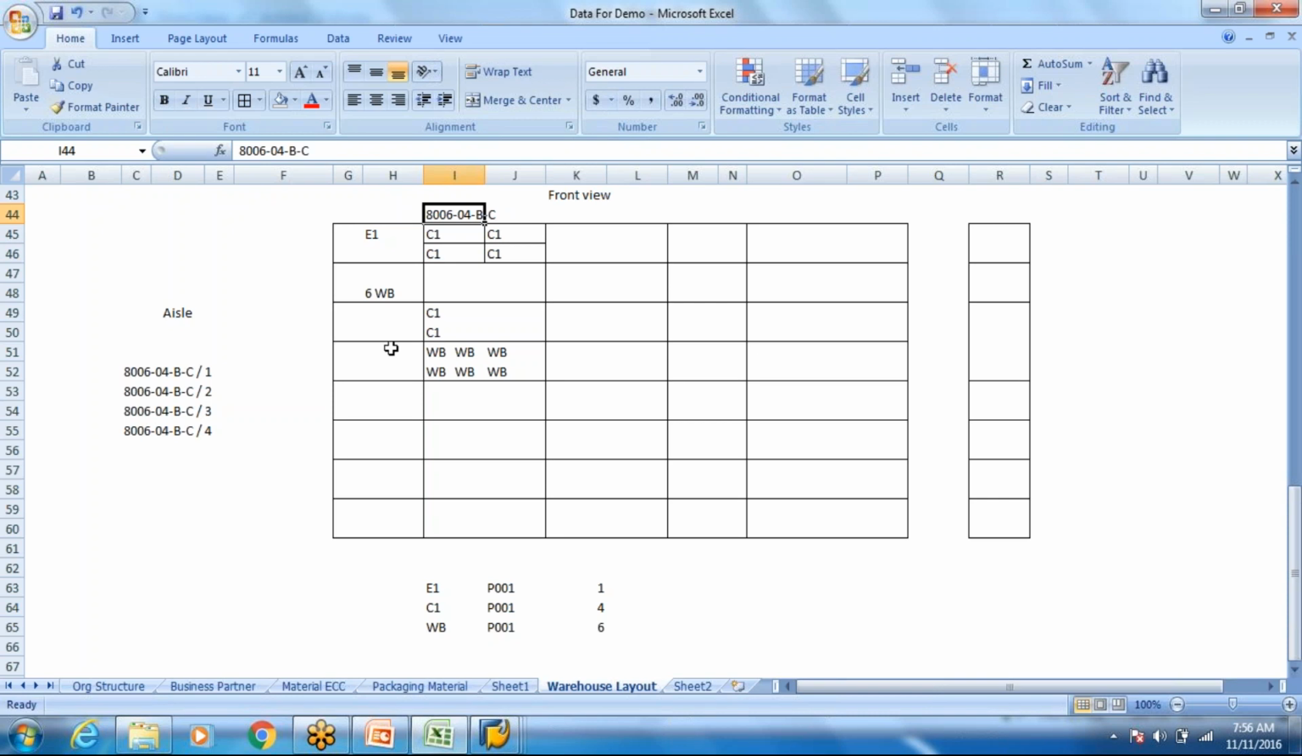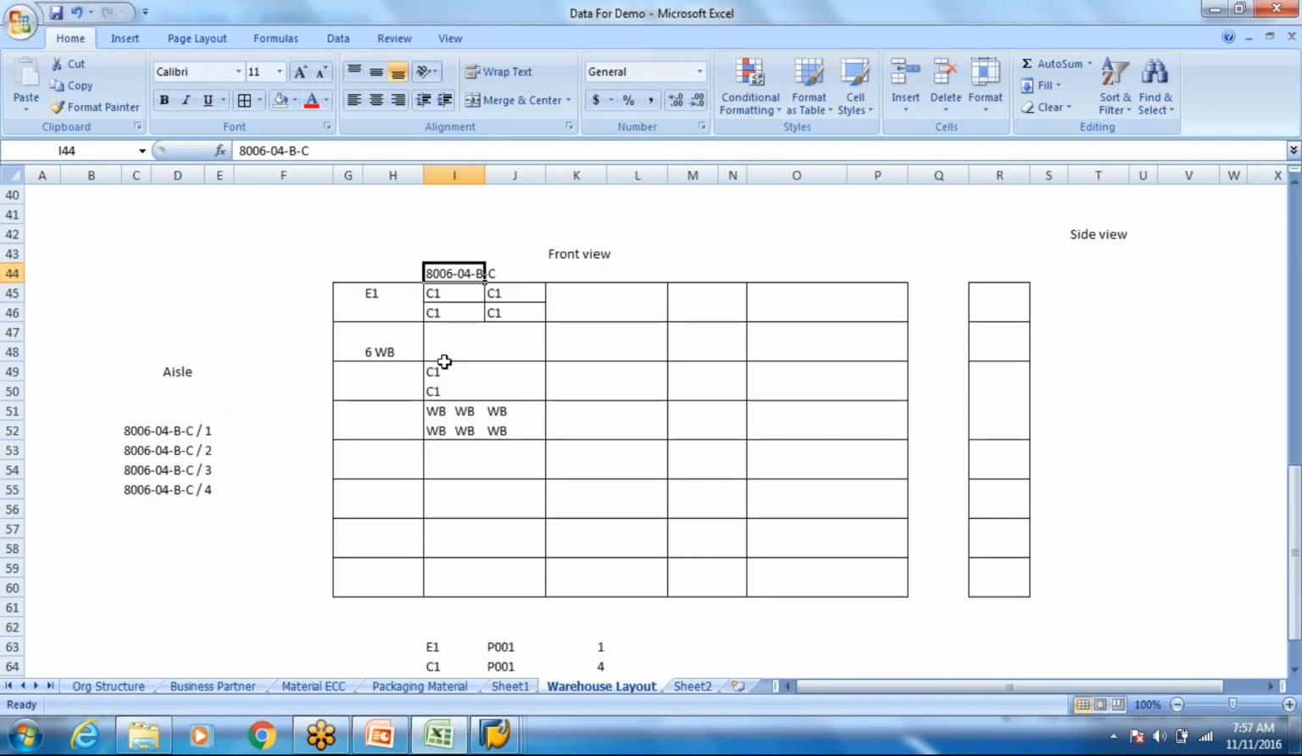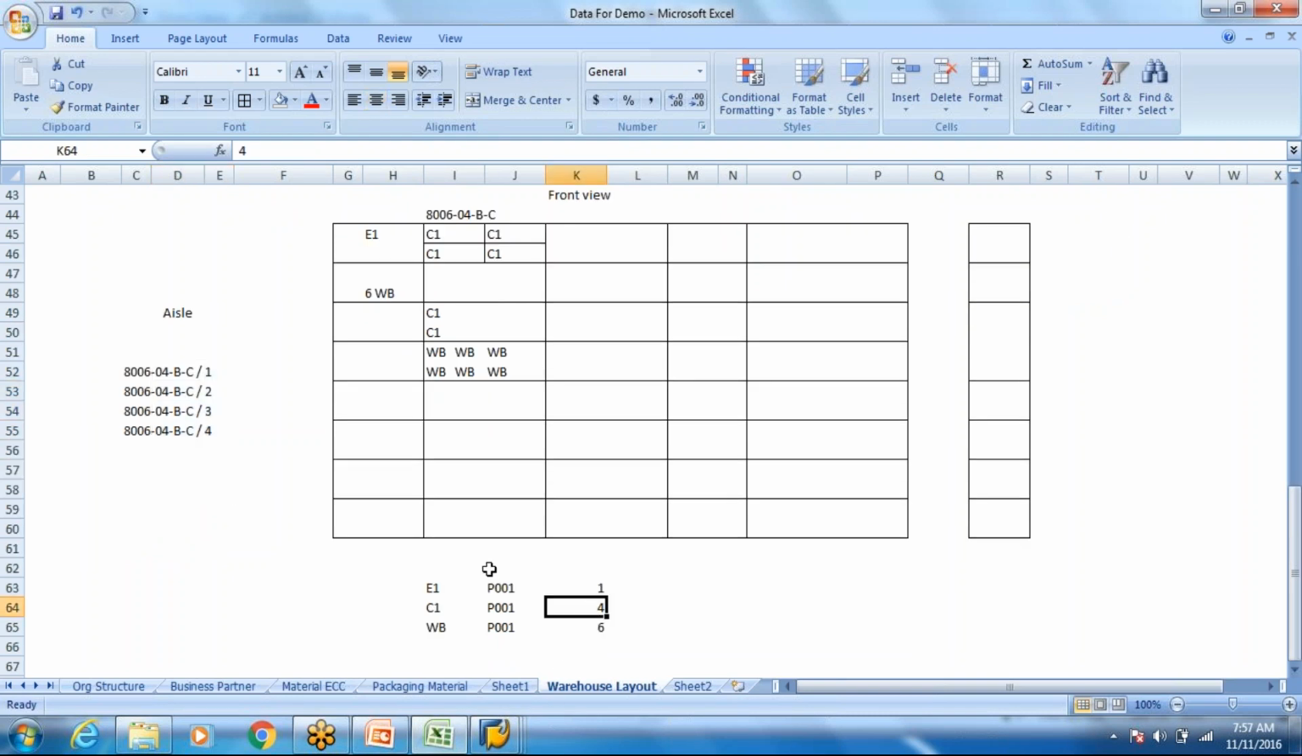So there are two rules. One, only the same kind of HU can be stored into one bin. The same rule applies to bulk storage also. Second rule is that it divides the bin into different sections based on the section that you define. So it will divide into 4 sections. If you are bringing a C1 pallet into a P001 kind of bin, it will divide into 6 sections. If you're bringing a WB kind of pallet into a P00 bin, 1 bin.